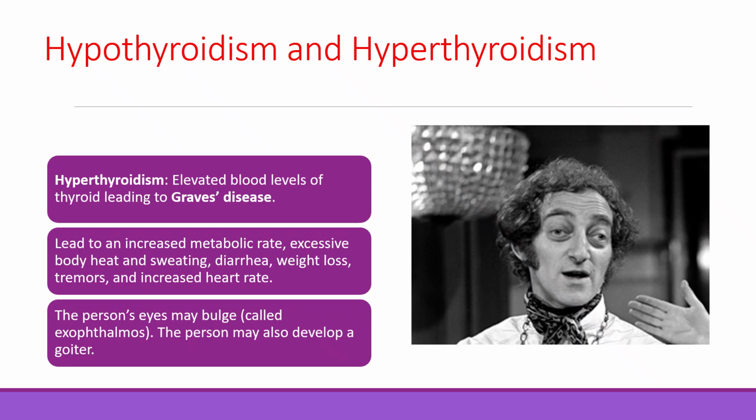So the person you see on the right is Marty Feldman, and Marty Feldman was classic for having Graves' disease. There were a few other people. Barbara and George Bush Sr. both had hyperthyroidism. There's a few people that have seen it. Usually the eyes are the big dead giveaway on that one.